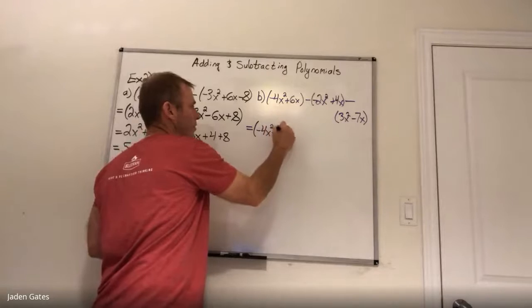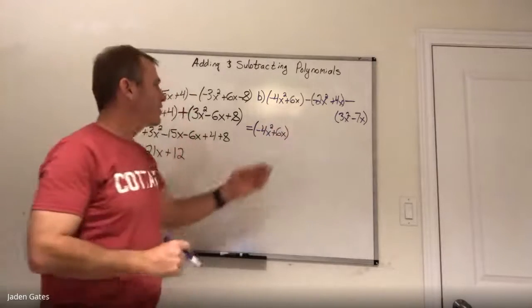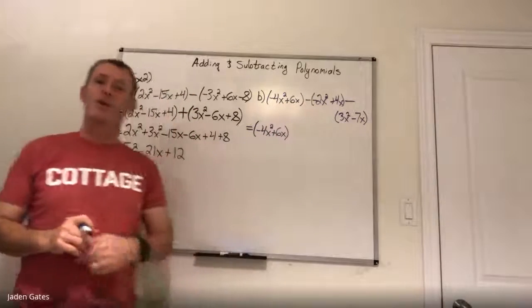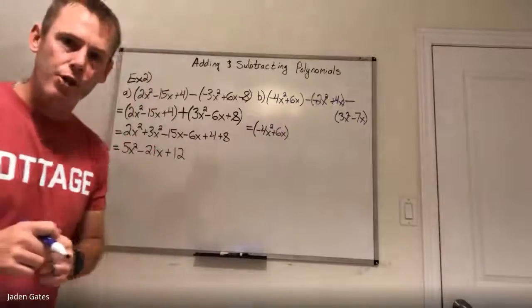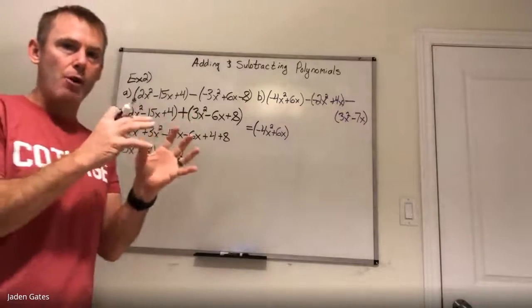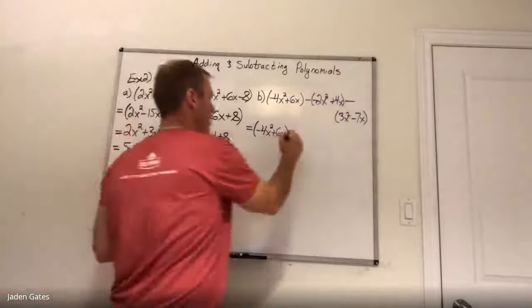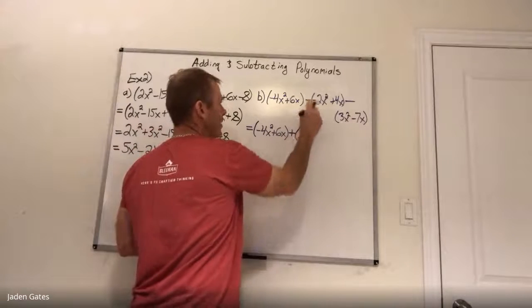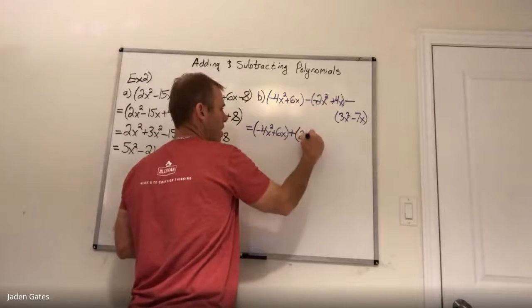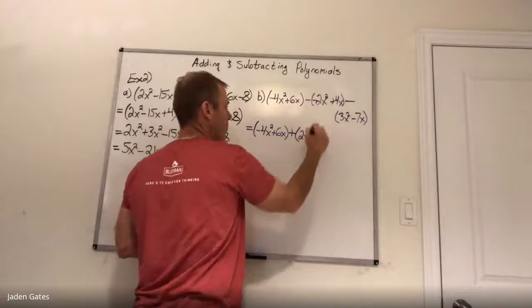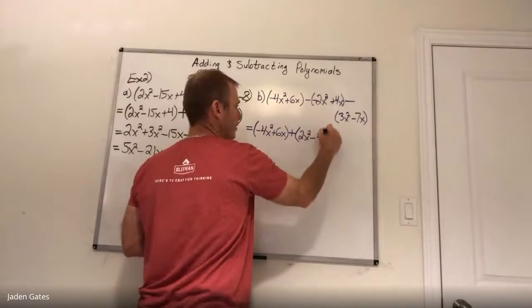It doesn't change. Now, the second polynomial, there is a negative sign. So again, I'm going to switch it to addition, but I'm going to change that polynomial to be the opposite. So I'm going to have a plus. Instead of negative 2x squared, I'm going to have a positive 2x squared. Instead of a plus 4x, I'm going to have a minus 4x.